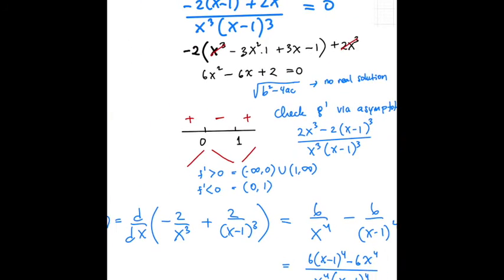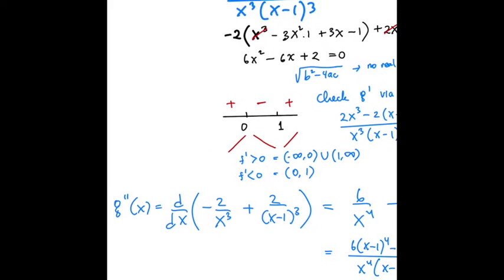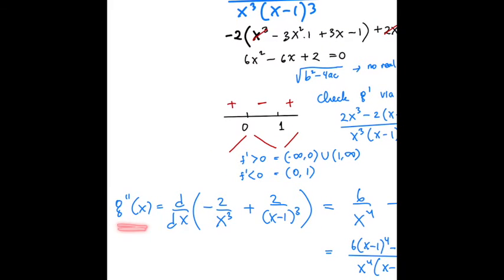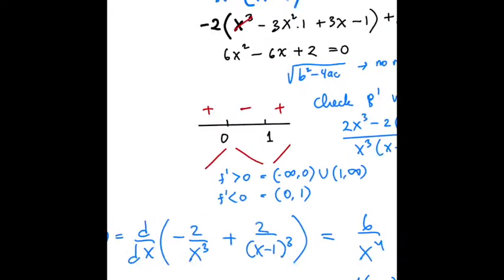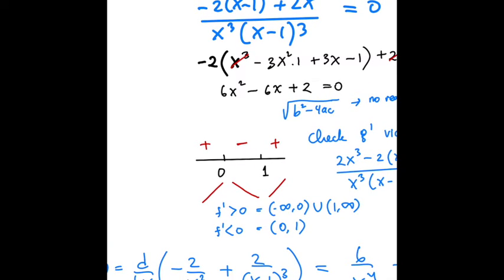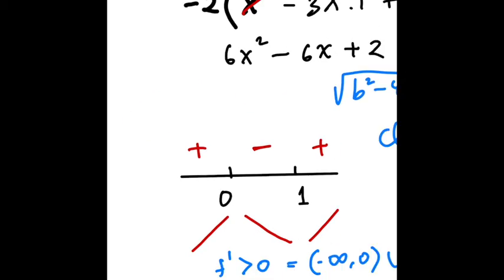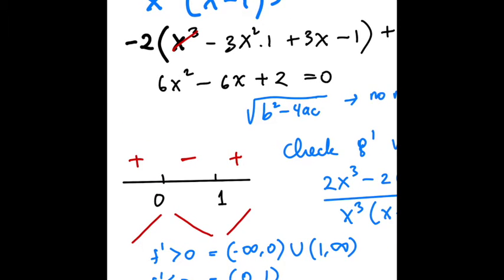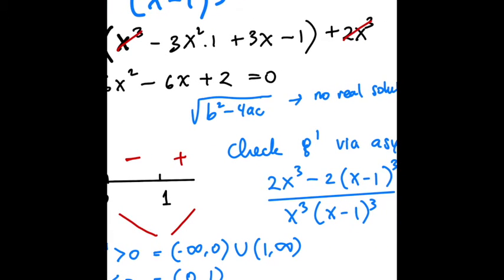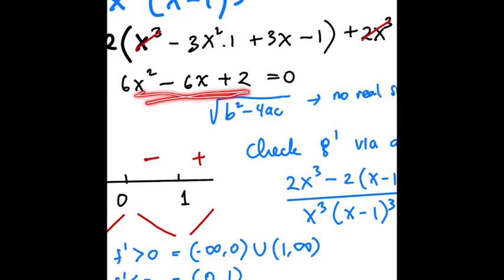And then we differentiate once more to check our g double prime. From here we can also conclude that g(x) has no critical point, because you cannot have real solutions from this function.